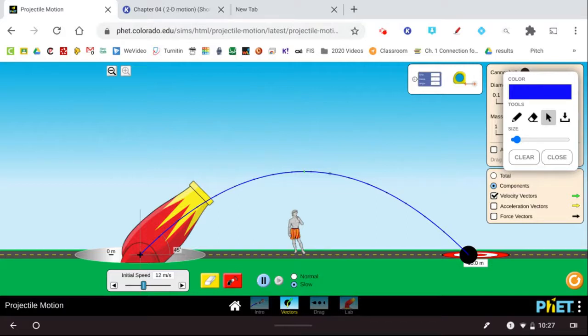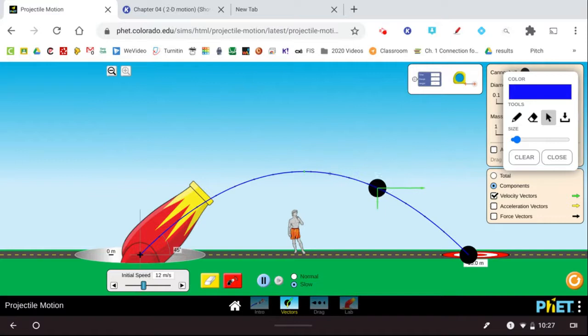Watch the line that's pointed to the right. It does not change in length. It does not change in length through this entire flight. Now watch the line that's pointed vertical. It's decreasing. It reaches zero. It starts going negative. If I were to stop this, let's say right here.